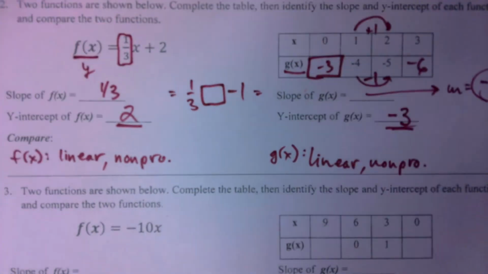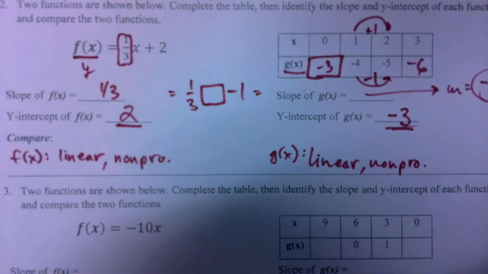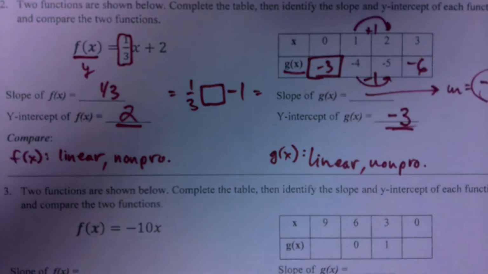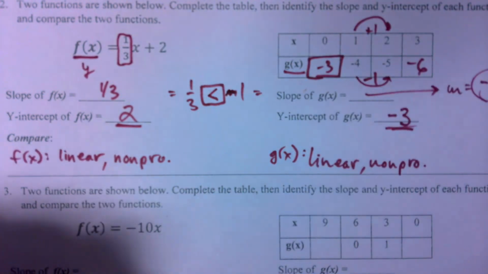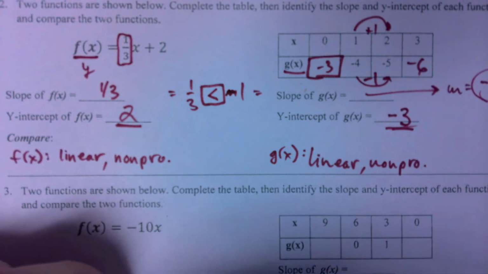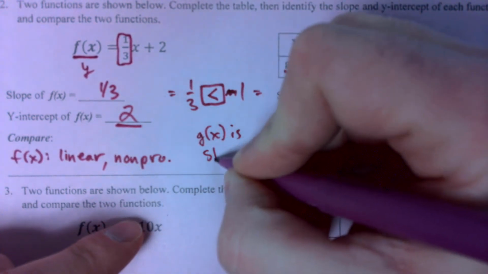Now, 1/3 and -1. Again, we're looking for which number is bigger, right? Regardless of the sign. So forget about the negative on that 1 for a second. Imagine it's 1/3 and just 1. Which of those two numbers is bigger? 1, right? 1 is definitely bigger. We get rid of the minus sign. 1 is bigger. So we know that g of x is steeper.